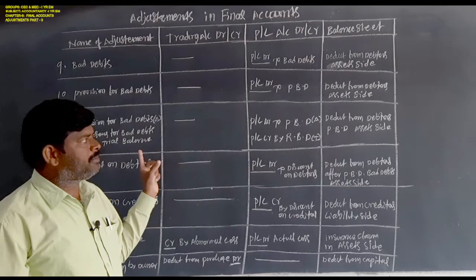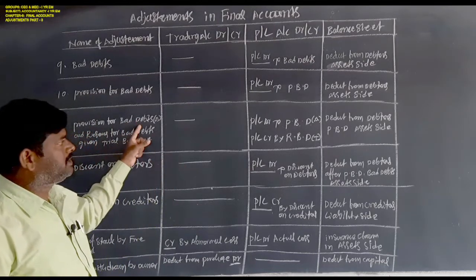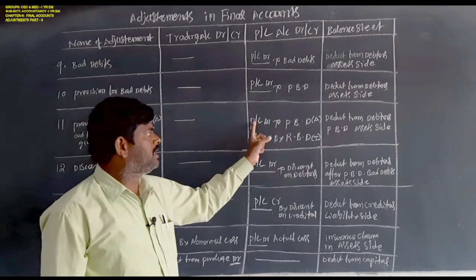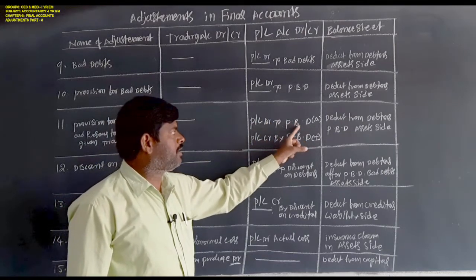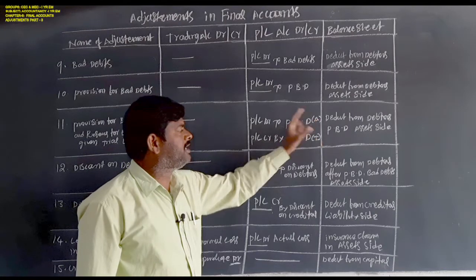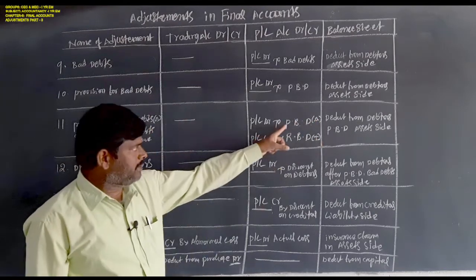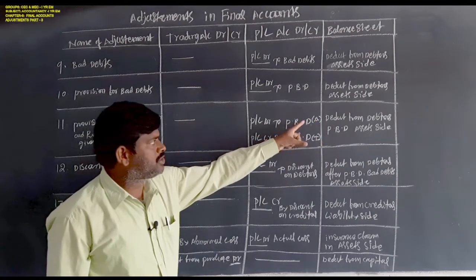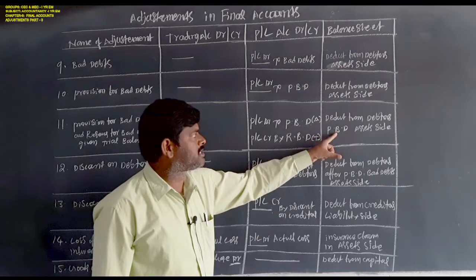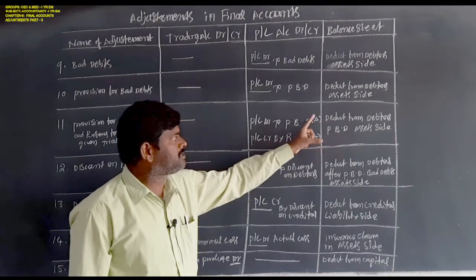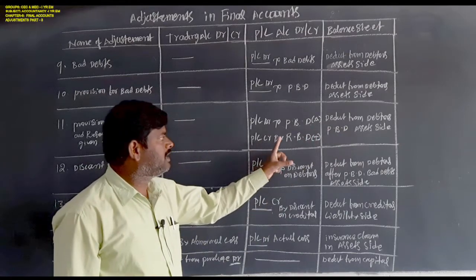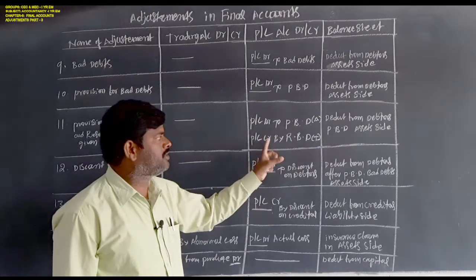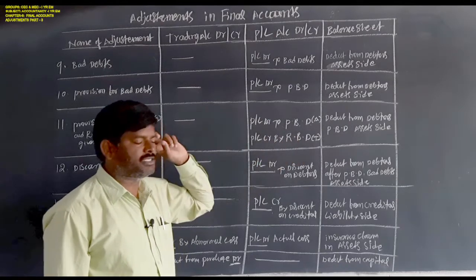What is the provision for bad debts given in adjustment? It must be on the P&L account debit side, PBD, provision for bad debts given in adjustment. The same PBD must be deducted from debtors. Provision for bad debts must be deducted from the debtors. No need to deduct reserve for bad debts, given in trial balance.